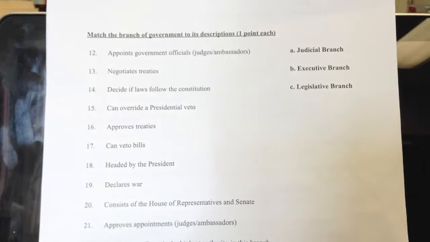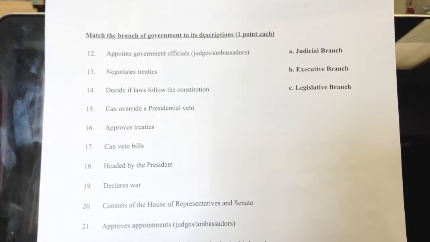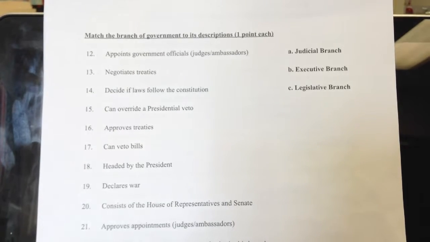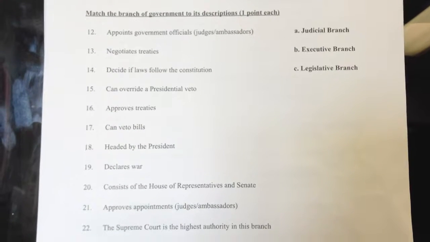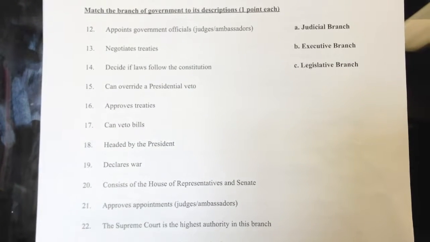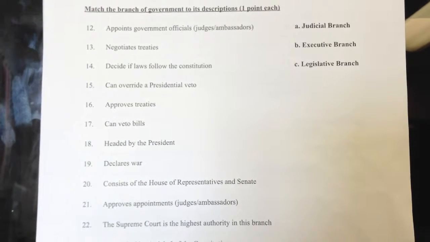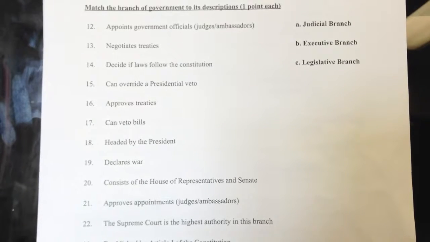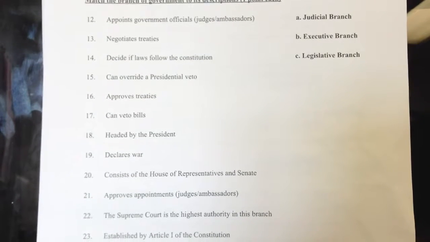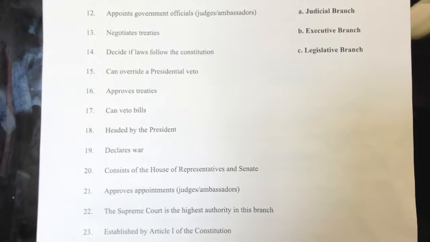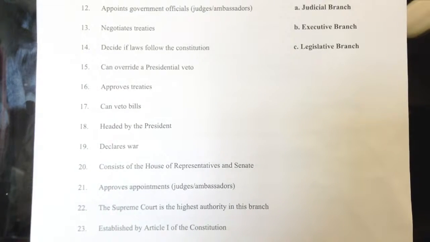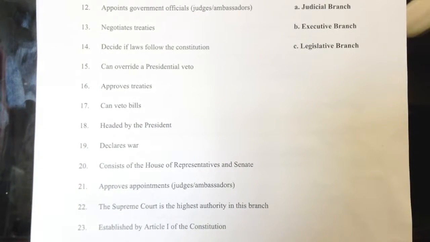Again, the choices are A. Judicial branch, B. Executive branch, C. Legislative branch. Number 19. Declares war. Number 20. Consists of the House of Representatives and Senate. Number 21. Approves appointments such as judges and ambassadors. Number 22. The Supreme Court is the highest authority in this branch.